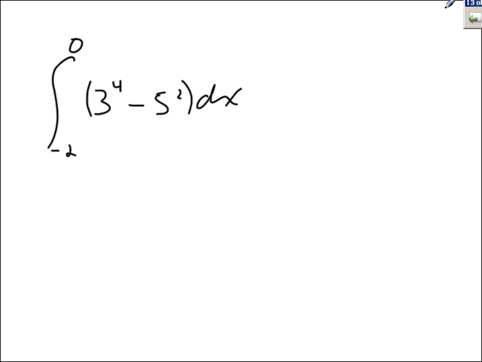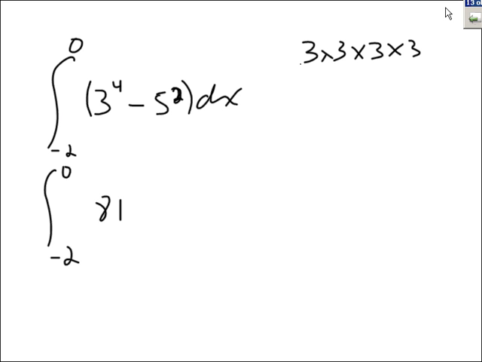Here's the silly problem. How about an integral from -2 to 0 of 3 to the 4th, I don't know, minus 5 squared dx. Okay, this is not exponential, because these are constants. 3 to the 4th just happens to be 81: 3 times 3 times 3 times 3. Well, that's 9 times 9, or 81. Minus 5 squared is 25.